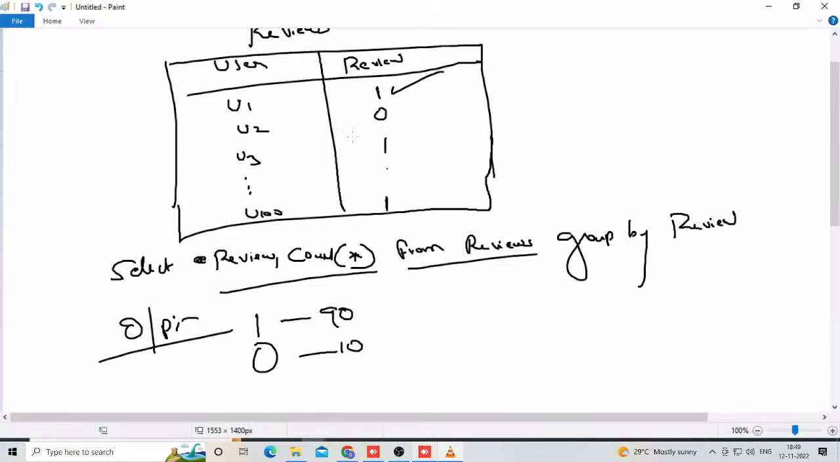But generally reviews won't be given in the form of zeros and ones. If they give their own text, the first person says the movie is good, the second person says the movie is not good. So can you write an SQL query to count the number of goods and not goods here?